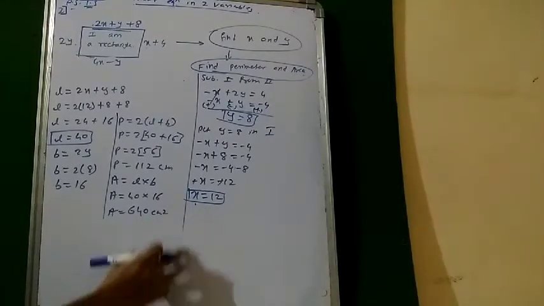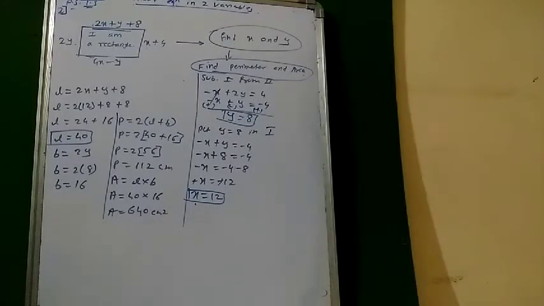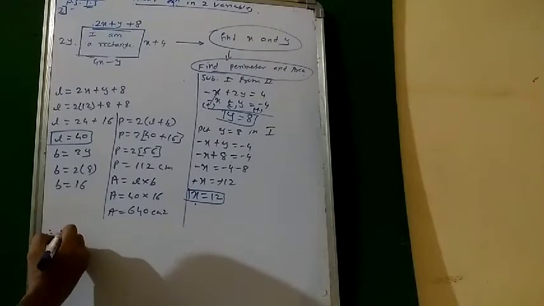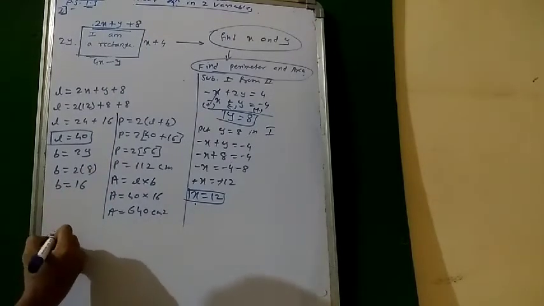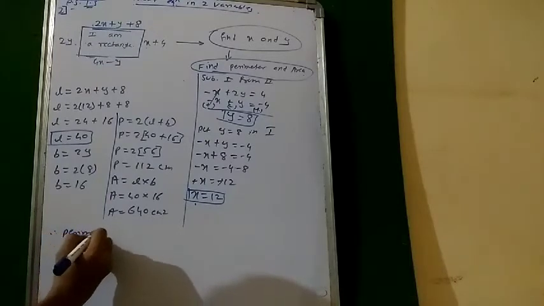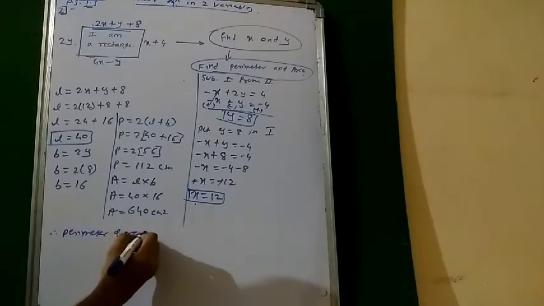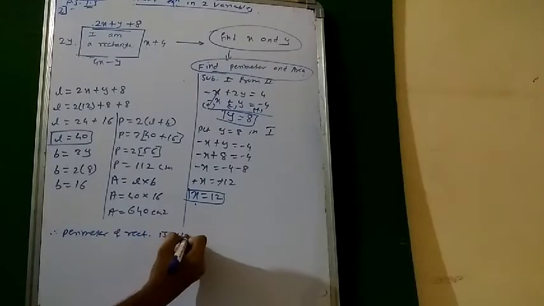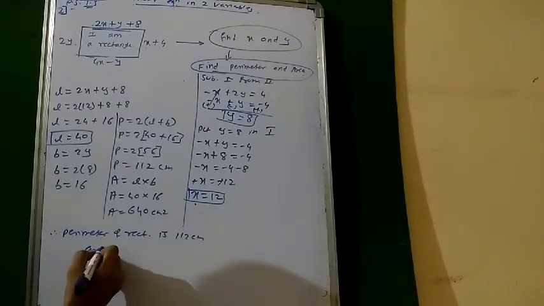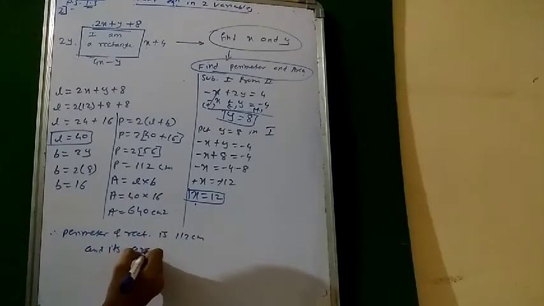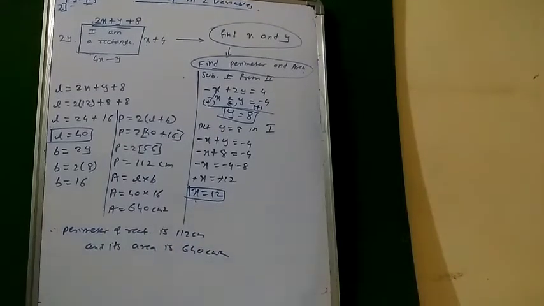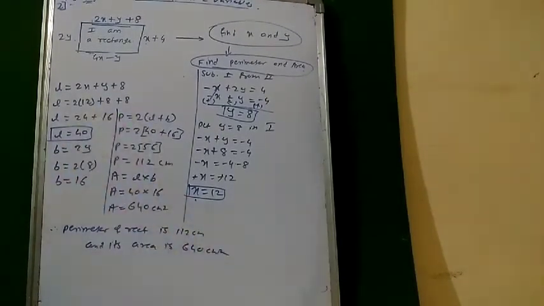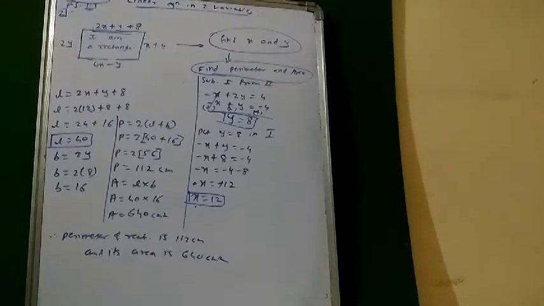As it was a word problem type of question, we write the final statement. Therefore, the perimeter of a rectangle is 112 centimeter and its area is 640 centimeters square. Okay, so I am done with the second one of the practice set 1.5.